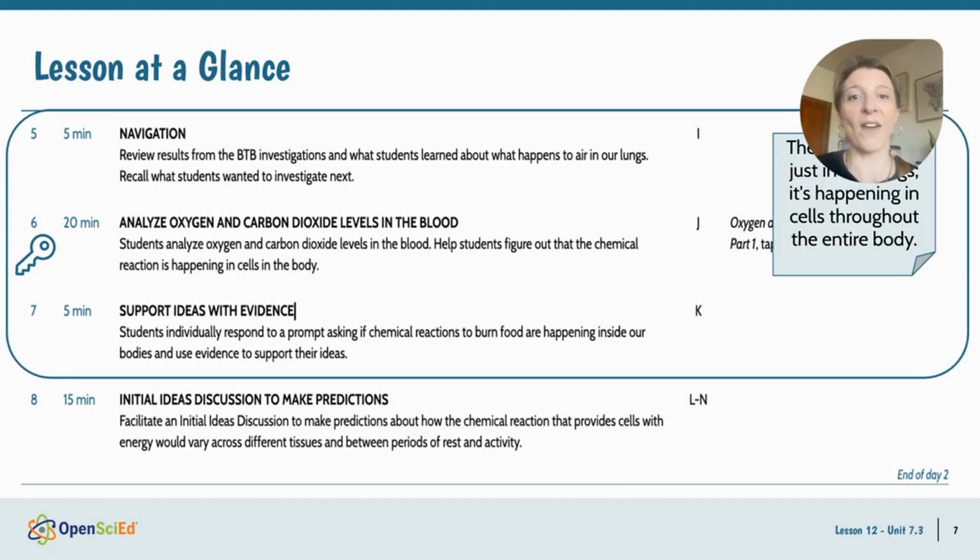Loop 3 are parts 5 through 7, which is finding locations. Students will analyze blood data showing oxygen and carbon dioxide levels in different body locations. What we're going to figure out is the reaction isn't just in the lungs. It's happening in cells throughout the entire body. But if this reaction is happening in our cells, we need to know if the rate of that reaction changes when our body's energy needs change, which motivates loop 4.